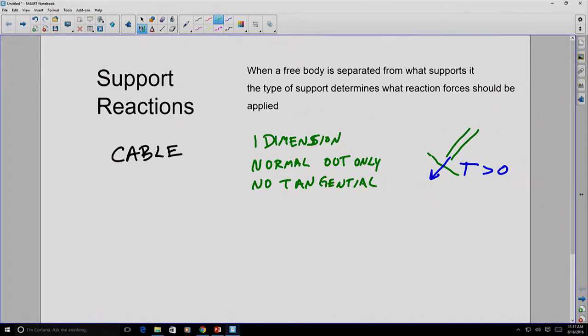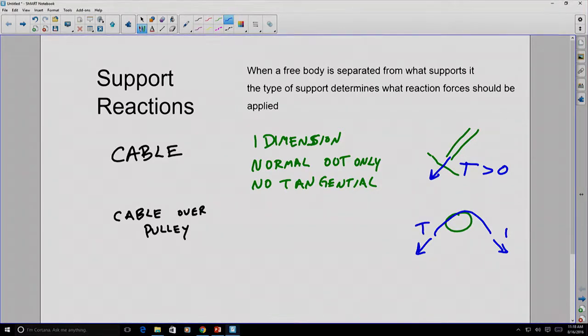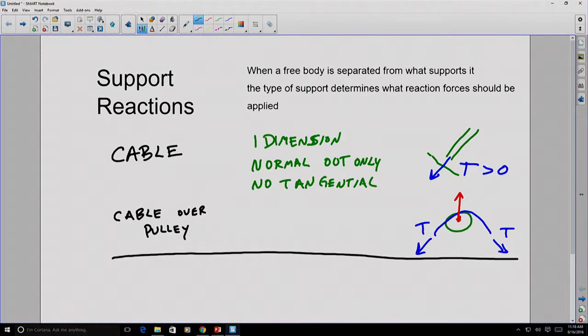So this is a very simple case where the only force that can possibly be held by the cable or the string is along the length of the string. Notice there's a special case of something like this, which is a cable over a pulley, where you have a cable running over the top of the pulley. If you cut that cable in both locations, you can make an assumption that the tension in the cable is the same value, but applied in different directions. That's a simple special case of a cable, but you can often make use of that. Notice in a case like this, there will obviously be some other force applied where the pulley itself is being supported. So cables are one of our simplest cases of a support and its corresponding reaction.